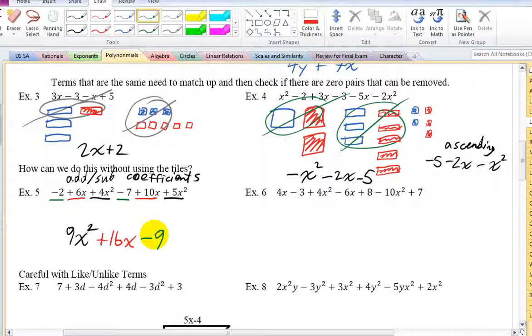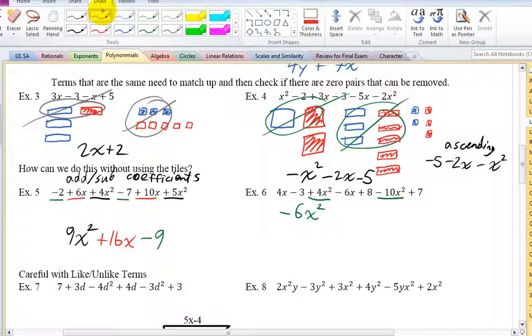Okay, try the next one by yourself. Go. How many x squareds? Negative 6x squareds. You know what Mr. Barker likes to do when he adds them together? Always look at the sign in front. Here's plus 4 and here's minus 10. Okay. So always watch the sign in front.